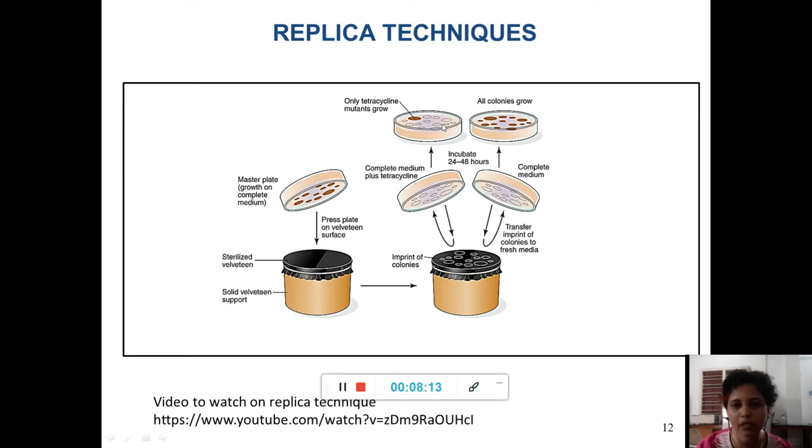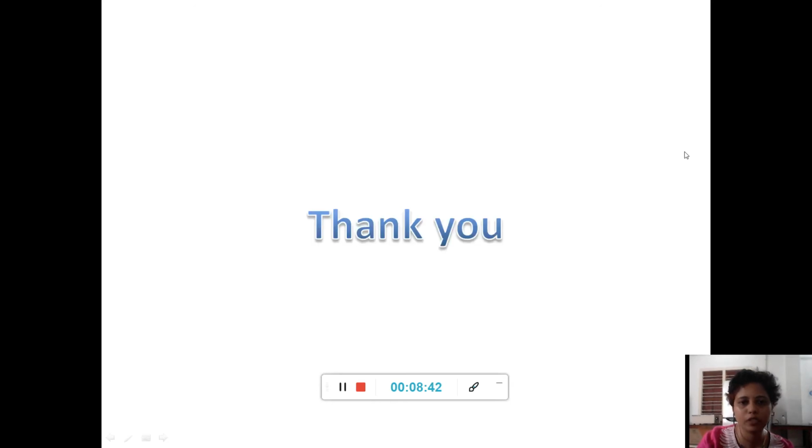For that you can use this replica technique, that is, this is a media containing tetracycline. So only those organisms which are tetracycline resistant will grow here, but in a normal media all the organisms will grow, and in this media only those organisms which are tetracycline resistant will grow. Like this we can use the replica technique for the identification of both biochemical mutants as well as the auxotrophic mutants. Hope this is clear to you.